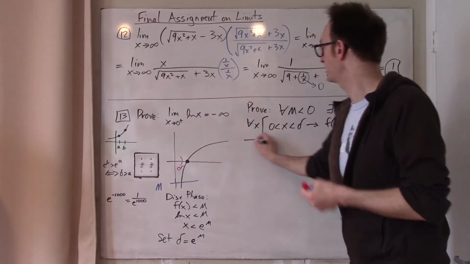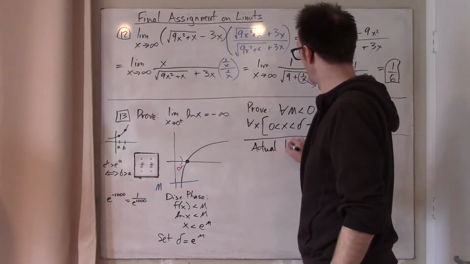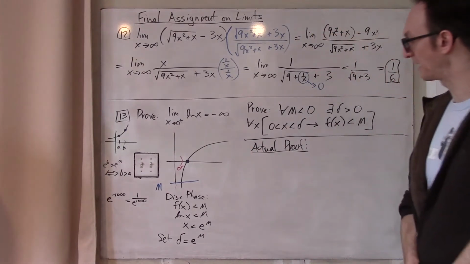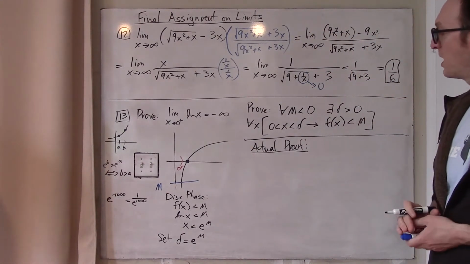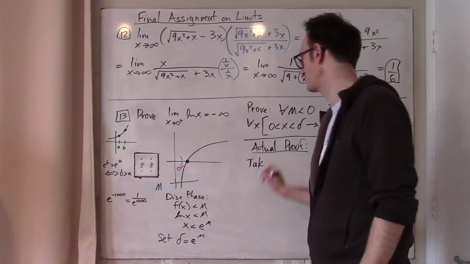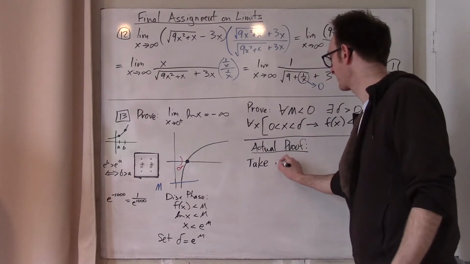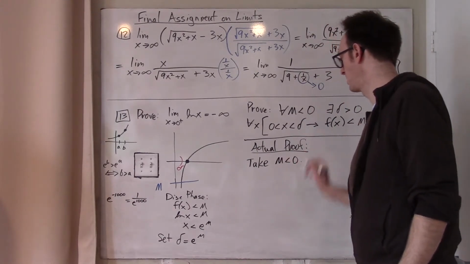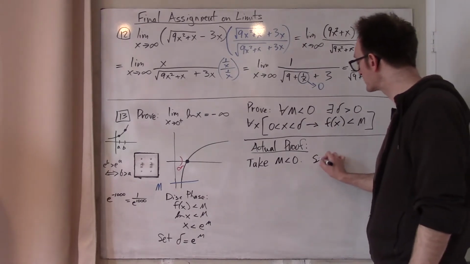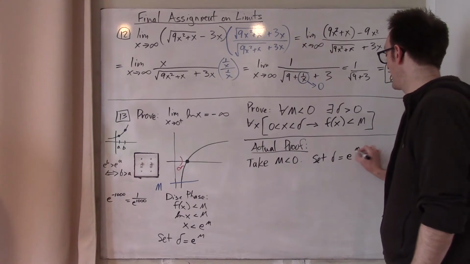If not, maybe you'll appreciate it now when we go to do the actual proof, because here comes the actual proof, which is very short. There's not that much to write. It's more about understanding. Well, how does the actual proof go? I first receive a challenge. The challenge comes in the form of this huge negative number. So take m less than 0. What is m? It's a giant number like negative 1,000,000. My immediate response is to set my delta to be e to the m.